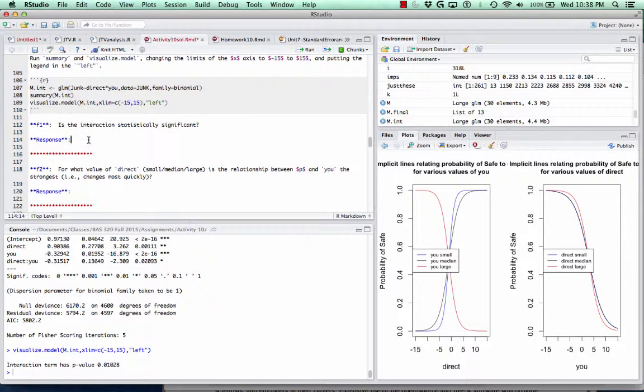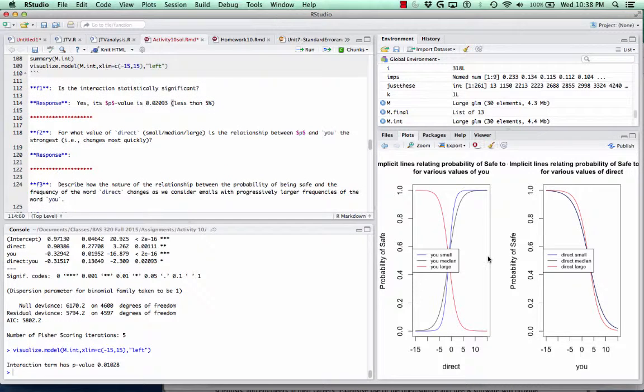So, all right, F1 asks, is the interaction statistically significant? Yes, its p-value is 0.02093, less than 5%. And so we can talk about this interaction. For what value of direct is the relationship between P and U the strongest? We want to focus in on the relationship between P and U, so this plot here on the right. For what value of direct is this curve essentially the steepest? So the relationship is strongest.